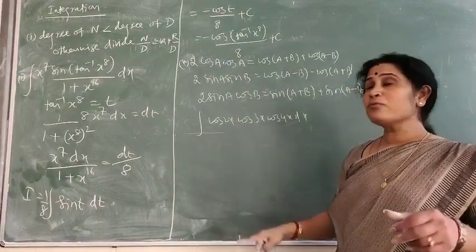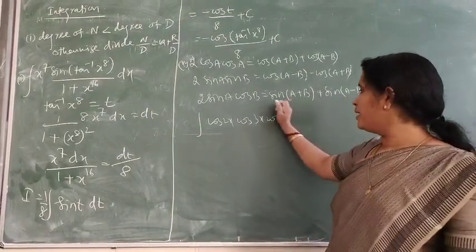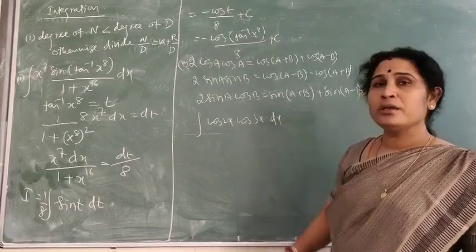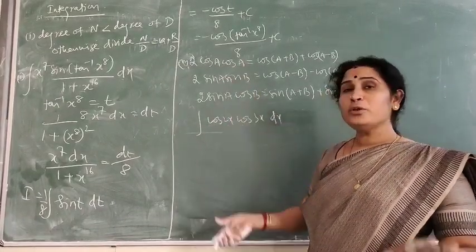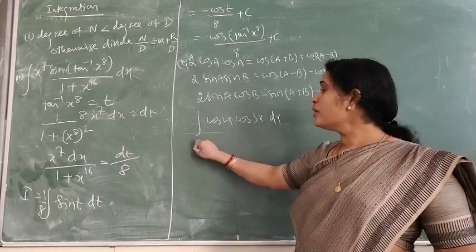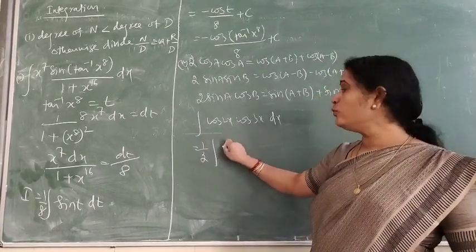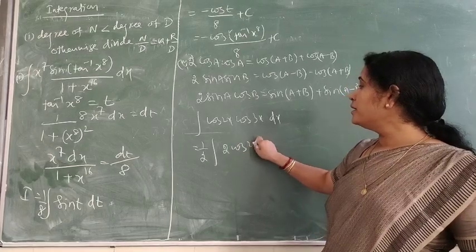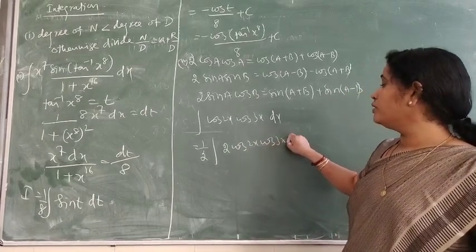So this is the type of question they will ask you. For example, I will take only two terms. Okay. So here, without this formula, you cannot break this function into its simplest form, clear to you? So you have to do one thing: multiply and divide by 2, first 2 cos 2x, and then into cos 3x into dx.